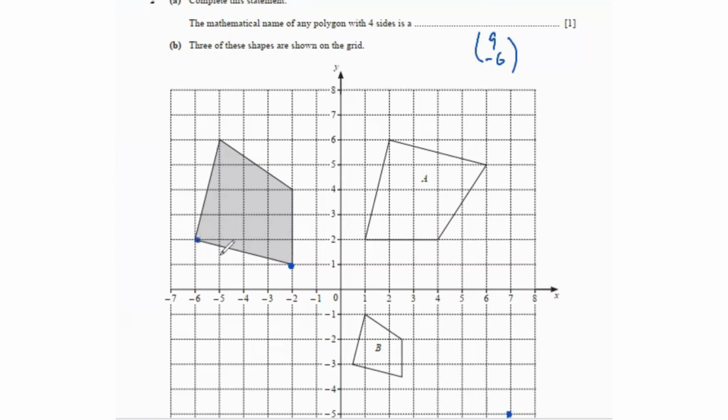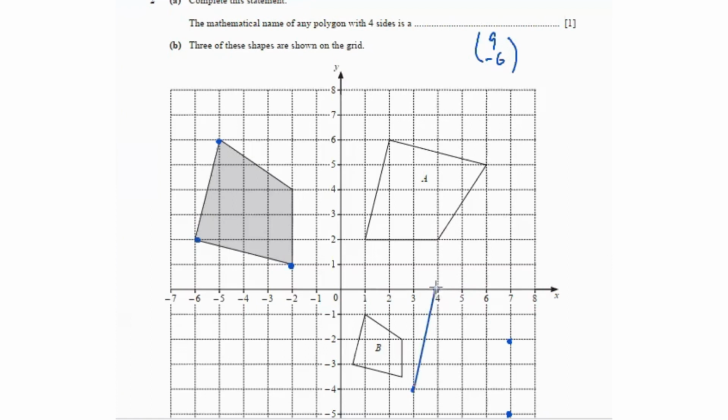And for this point, 9 to the right. So 1, 2, 3, 4, 5, 6, 7, 8, 9. And 6 down. 1, 2, 3, 4, 5, 6. Just going to be rounding it up. And then for this one, 1, 2, 3, 4, 5, 6, 7, 8, 9. And then 1, 2, 3, 4, 5, 6. This, and then this. Oh, wait. This is where it is.